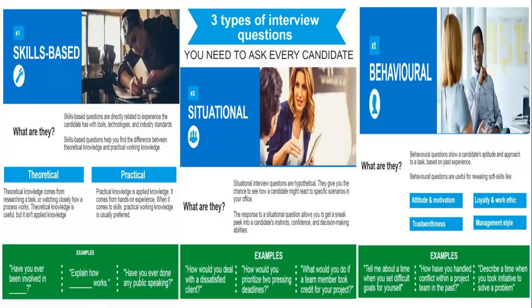How would you prioritize two pressing deadlines? Two deadlines are approaching, which one are you going to give priority and why? What would you do if a team member took credit for your project?